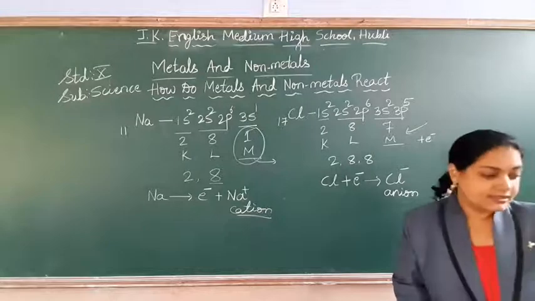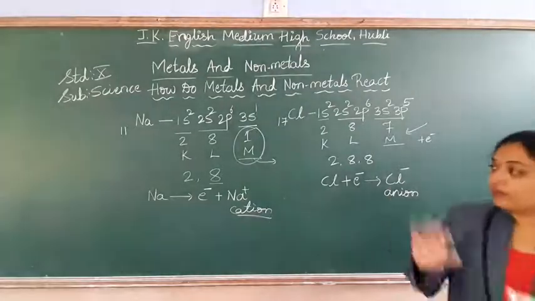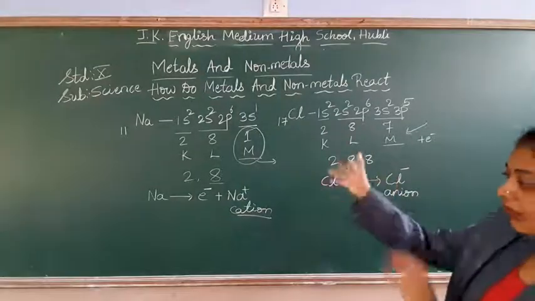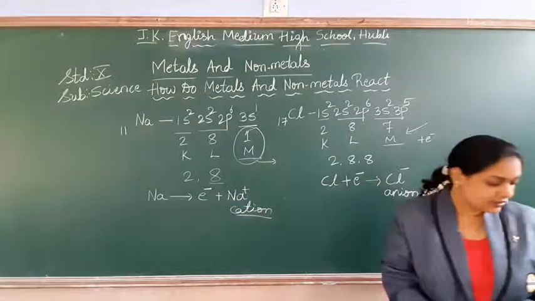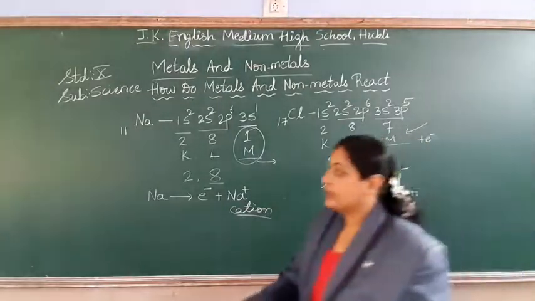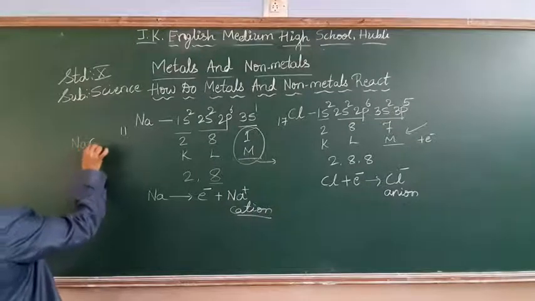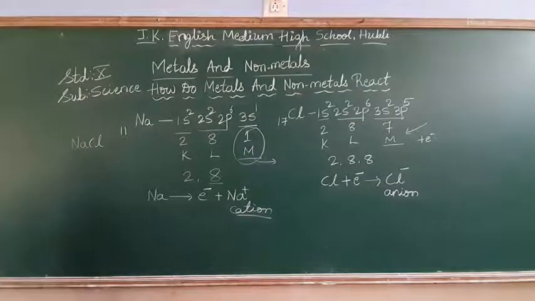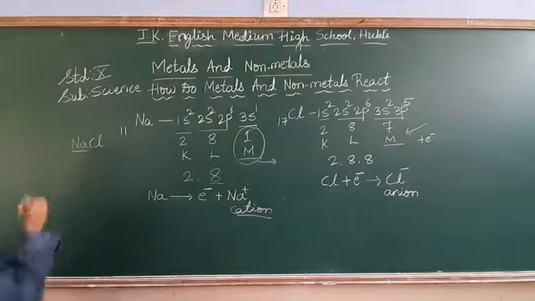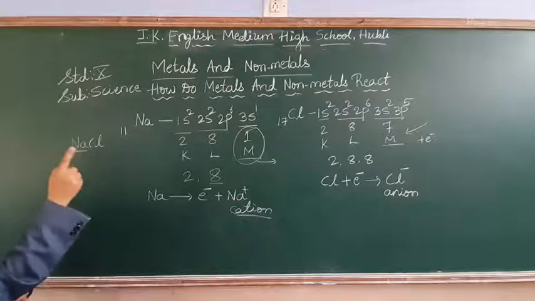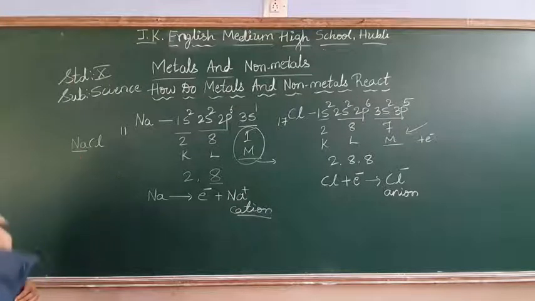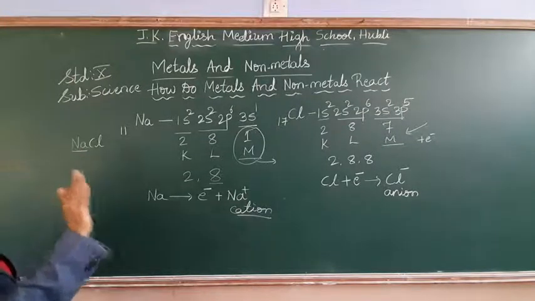So let us see what happens when metal and non-metal react with each other. Right students? Let me take the example of the compound sodium chloride, NaCl, common salt. So what I will do, Na is already having 1 electron in its outermost shell and it wants to lose it.